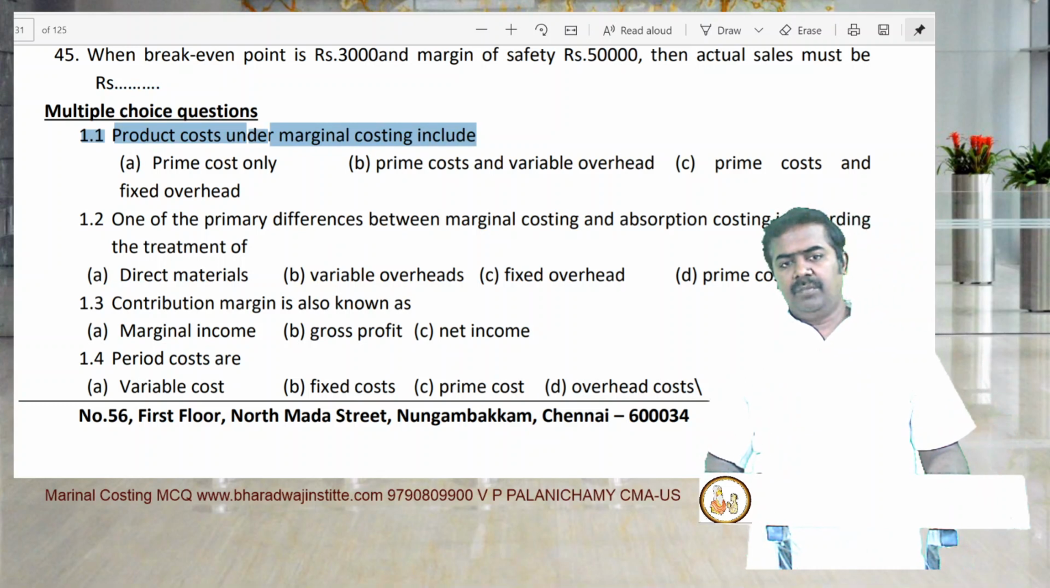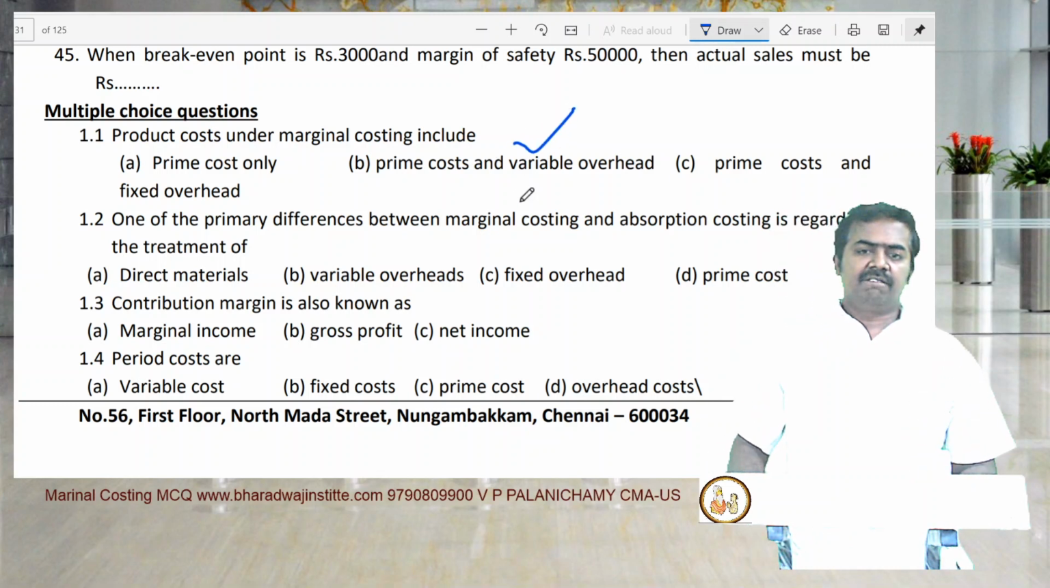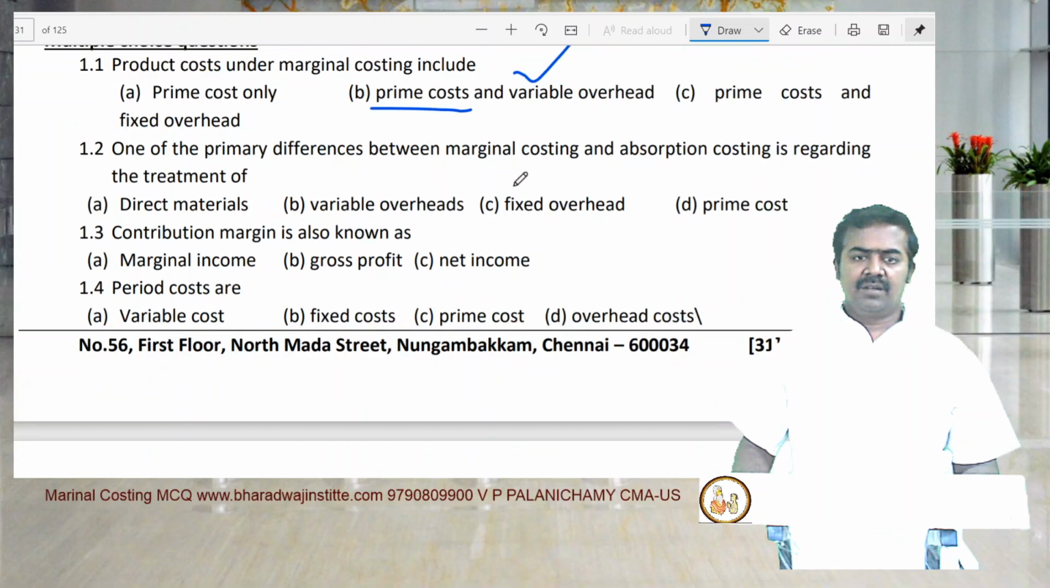Marginal costing means which one? Prime cost plus variable overheads. Prime cost plus variable overhead is called as what? Marginal cost. One of the differences between marginal costing and absorbed costing is the treatment of which overheads.